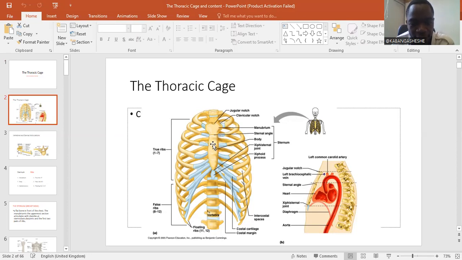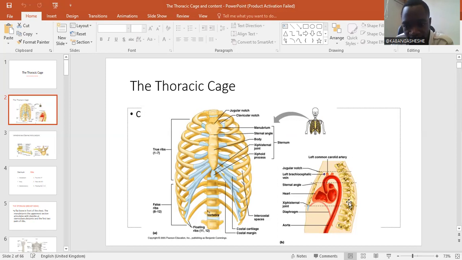Then in the middle there is the sternum, made up of the manubrium, body, and xiphoid process. Then the anterolateral and posterolateral walls, in short just the lateral walls of the thoracic cavity, are made up of the ribs. So the ribs here are forming the lateral walls.